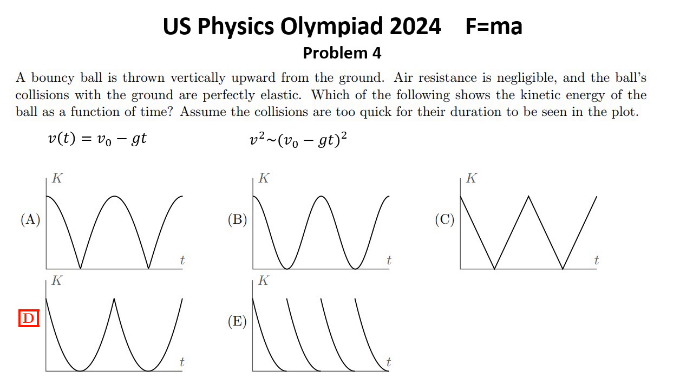When the ball bounces, its speed stays the same, so the kinetic energy stays the same and there's no discontinuity. The graph of D corresponds to this behavior. That was the solution to problem number 4.